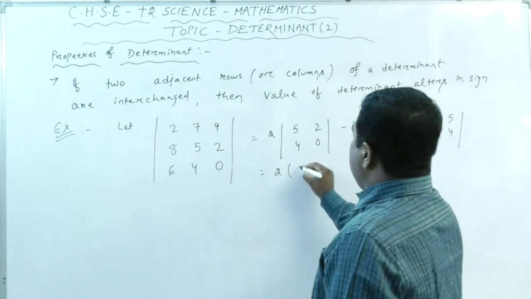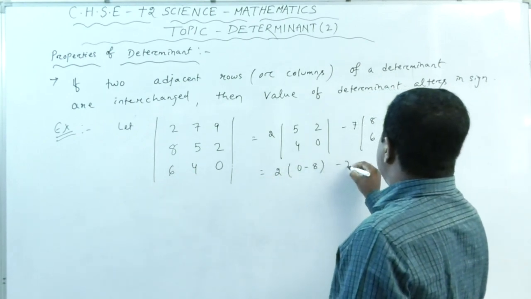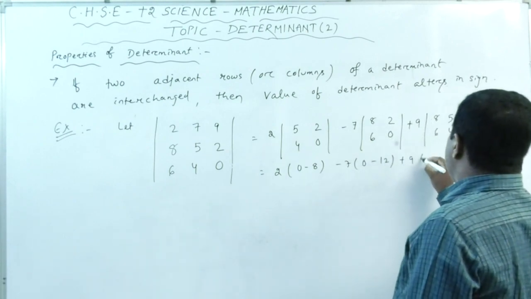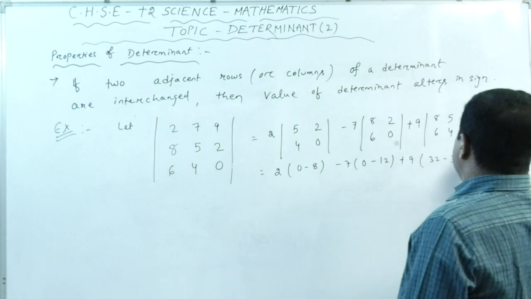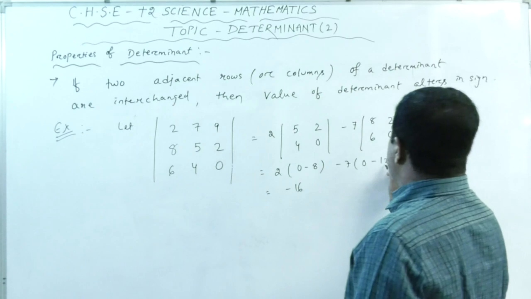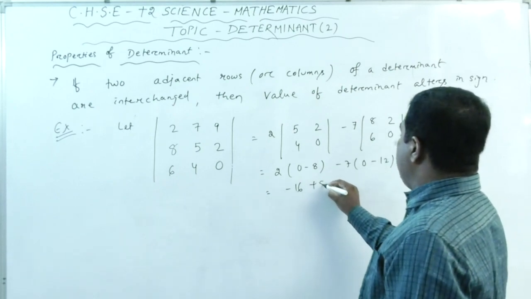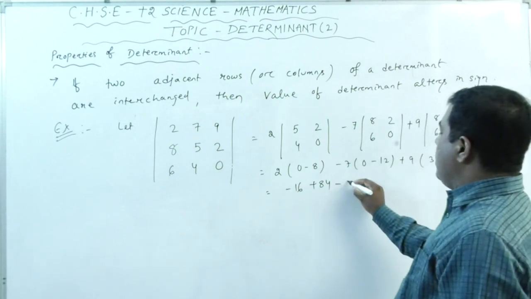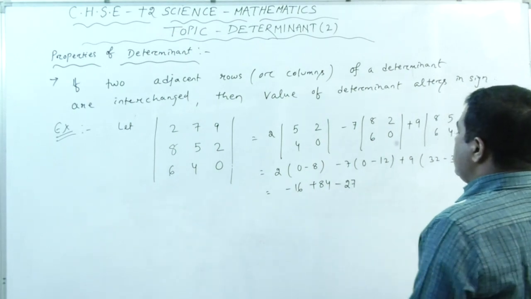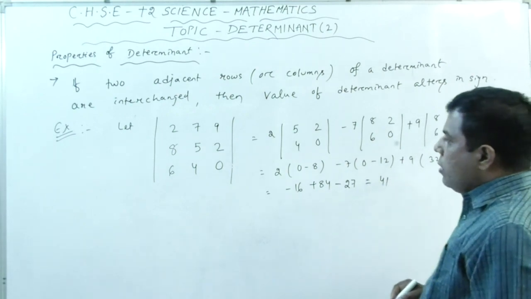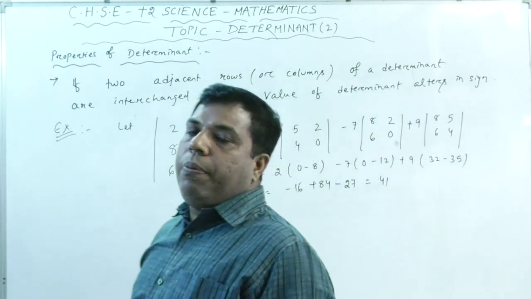So it is 2 times of 0 minus 8, minus 7 times of 0 minus 12, and 9 times of 32 minus 35. So you see it is minus 16, and plus 84 is there, and minus 27. So it is minus 43 plus 84, so 41 is the value. Clear, dear students? So this is the value of 41.